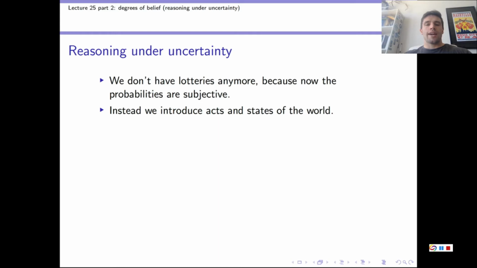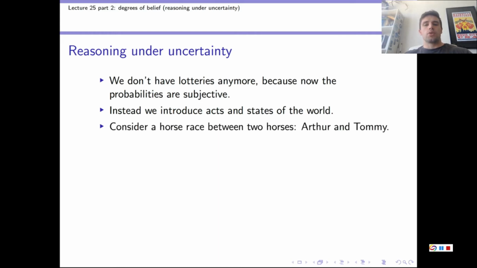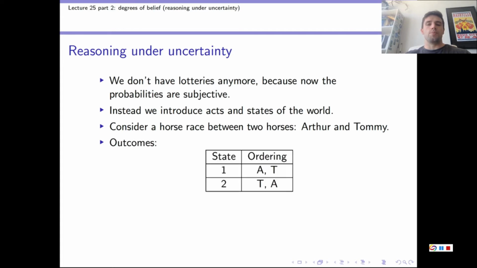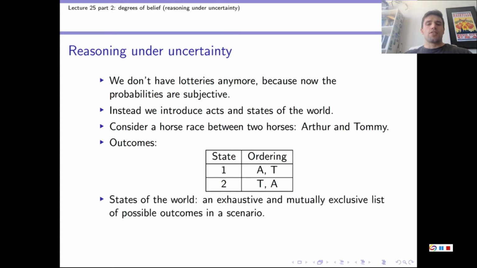So, what's an act? Well, first, we define a state of the world. So, consider a horse race between two horses, Arthur and Tommy. What are the possible outcomes of this horse race? Well, there are two, given in the table here. A stands for Arthur and T for Tommy. So, this sort of thing is what we mean by a state of the world. It's an exclusive and exhaustive list of all the possible outcomes in a certain scenario.